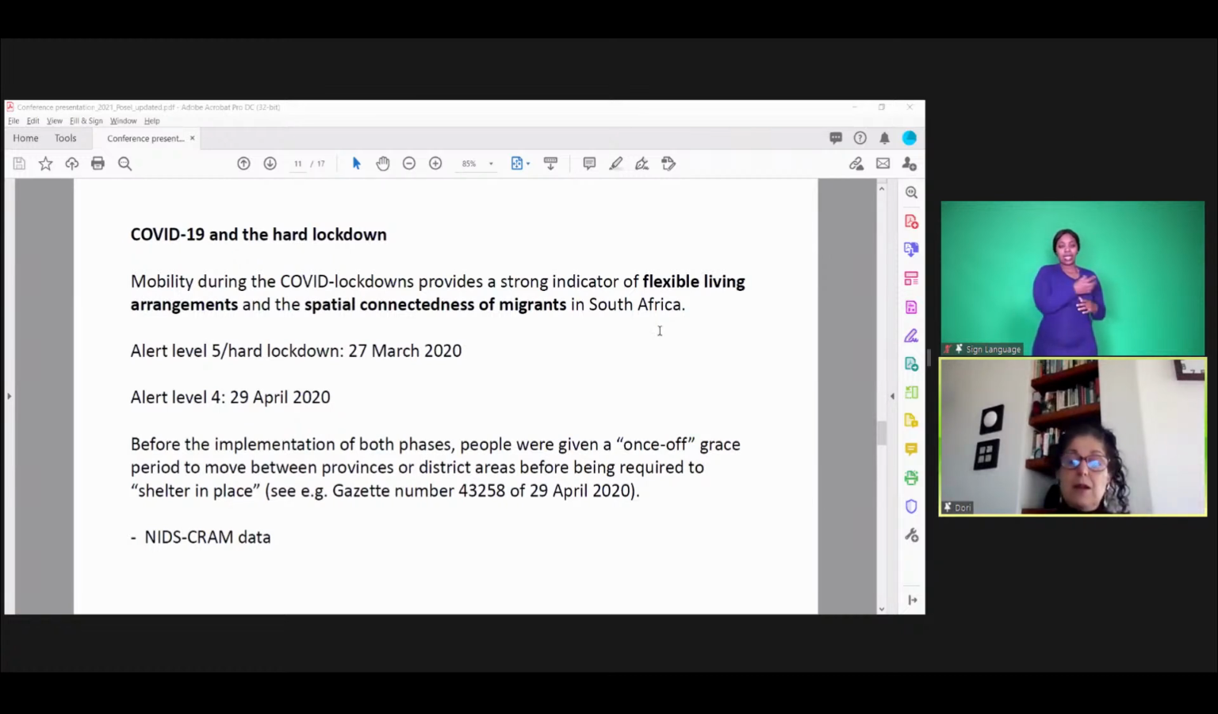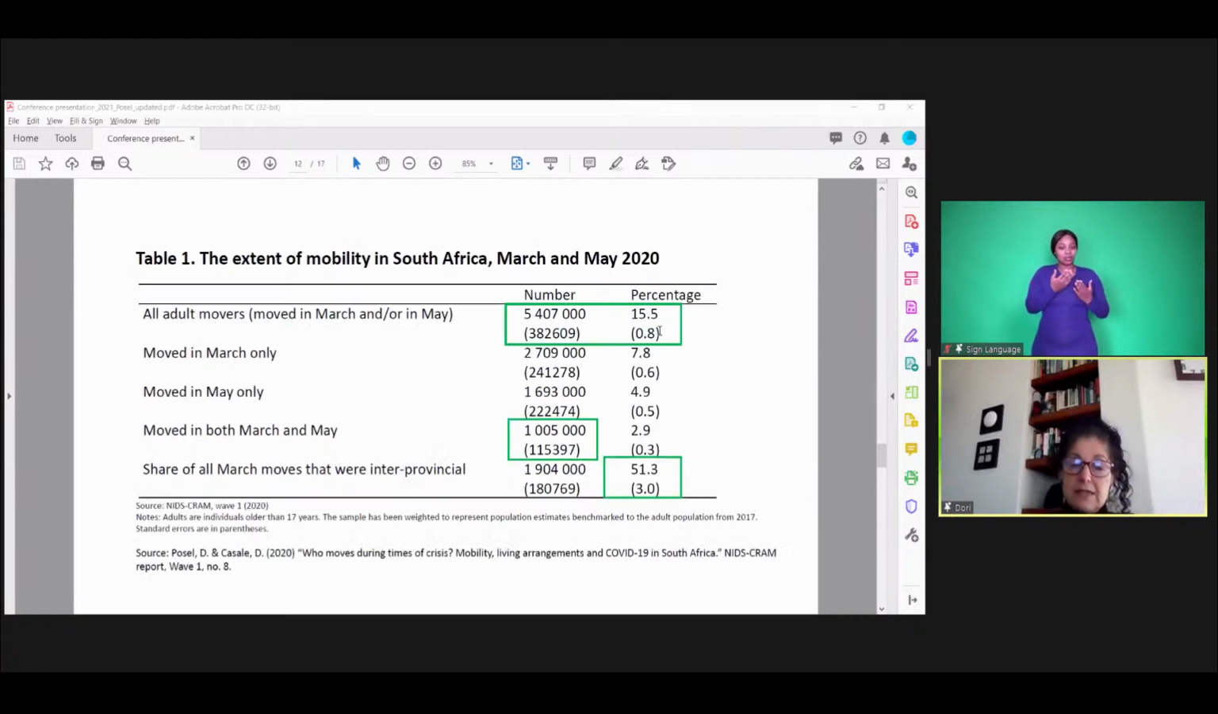So in March and in May, it's estimated that between 5 and 6 million adults, that is people aged 18 years or older, moved at least once in March and/or in May. That accounts for about 16% of all adults. The majority of adults, about 70%, moved only in March. Just over half of these moves were inter-provincial and about 49% were intra-provincial. And then about 1 million adults moved in both March and in May.